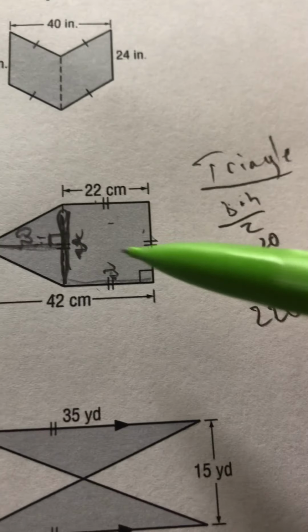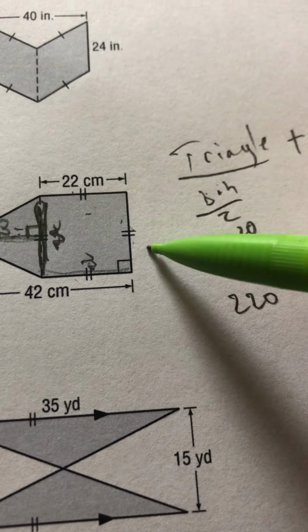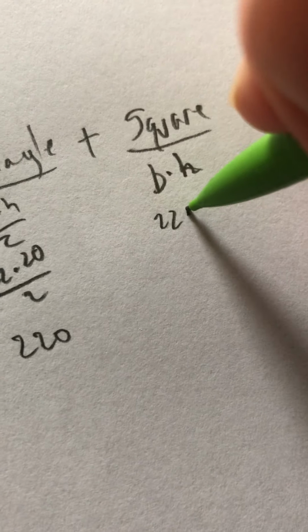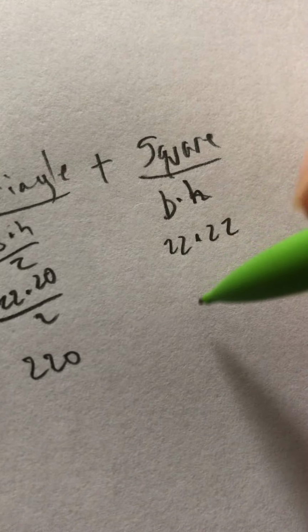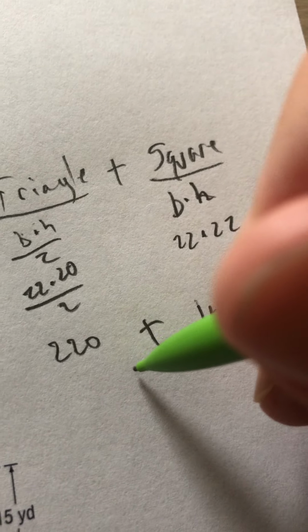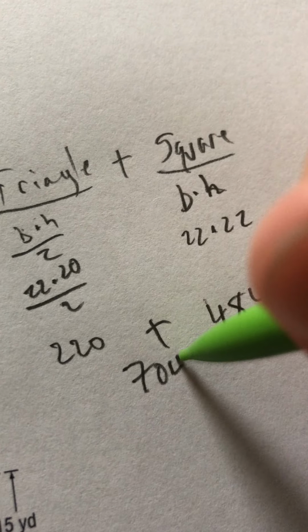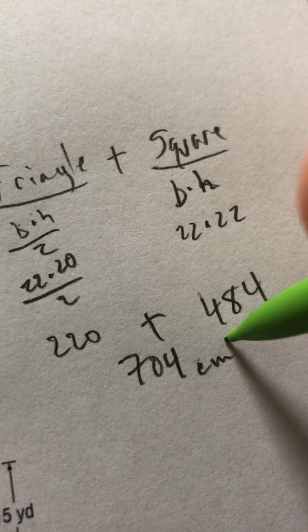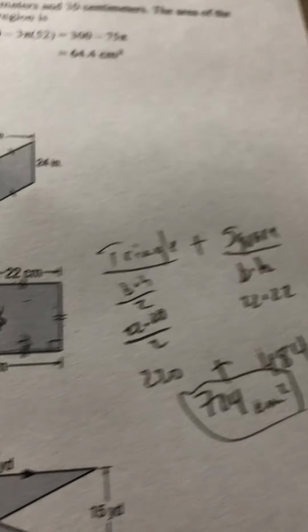Now the base and the height of the square is super easy. 22 times 22 is 484. Then we add those up because they're both shaded. 704 centimeters squared. That is your answer.